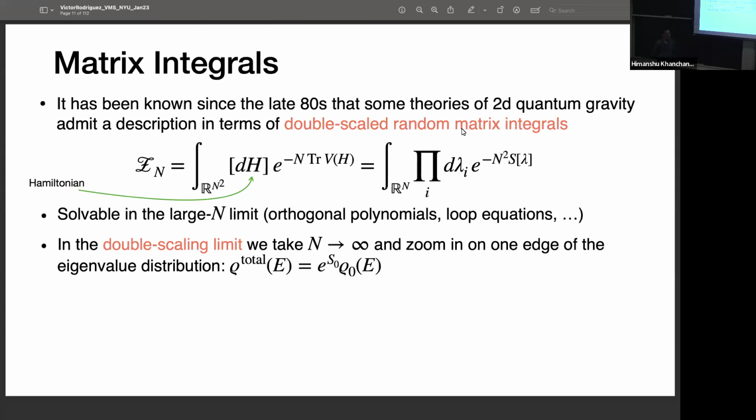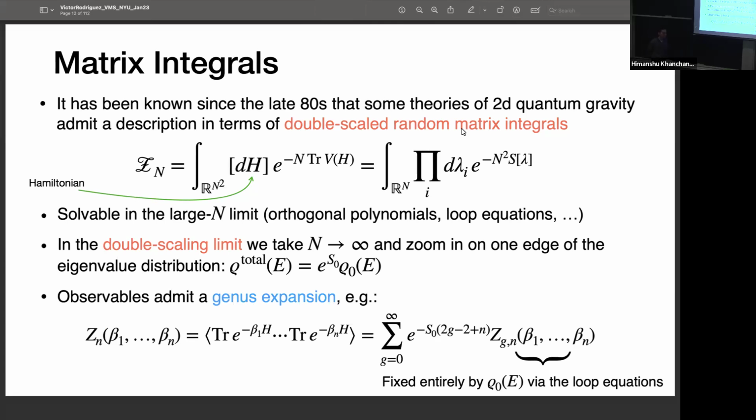Okay, the main point is just that these theories have been studied quite a bit, and there are plenty of different techniques that are used to study them, like with orthogonal polynomials, with equations, whatever. You can learn about that. But a particular limit that is relevant for duality with string theory is the so-called double scaling limit, in which we take the number of eigenvalues, so the size of the matrix, to infinity, while retaining a well-defined density of states of the eigenvalues themselves. And that depends on the potential.